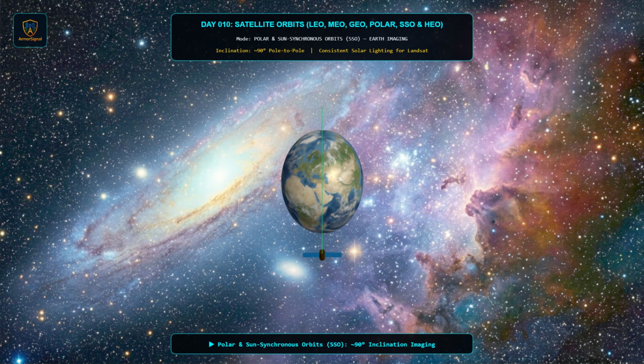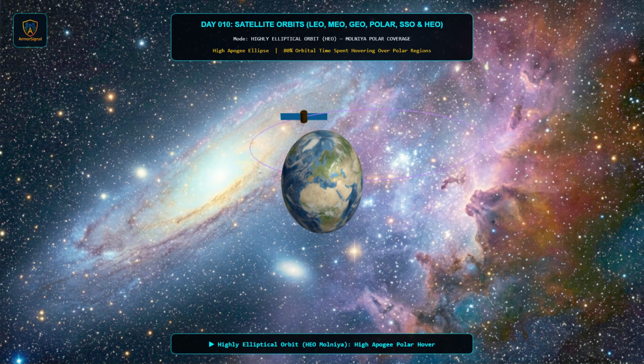Beyond circular paths, polar and sun-synchronous orbits pass near 90 degrees inclination, maintaining consistent solar lighting for climate tracking. Finally, highly elliptical orbits, like the famous Molniya orbit, feature an egg-shaped path with a distant apogee, allowing satellites to hover over high-latitude polar regions for 80% of their orbit.